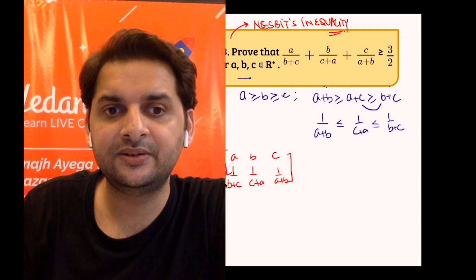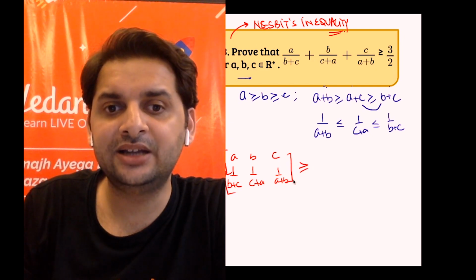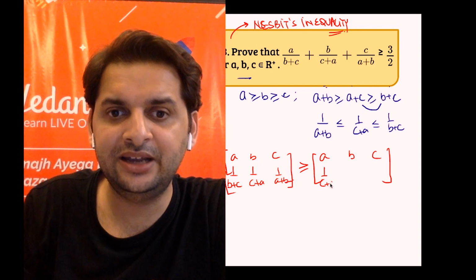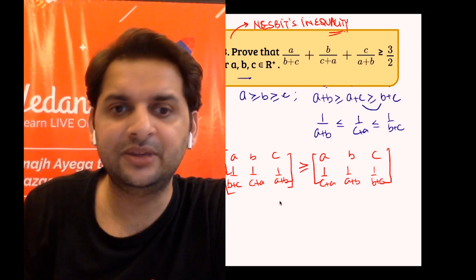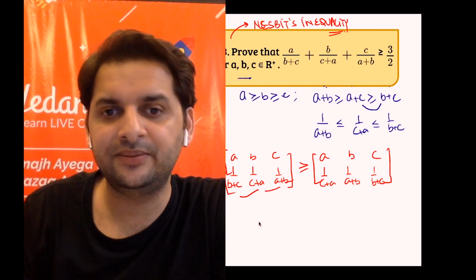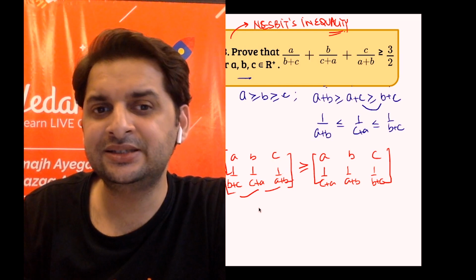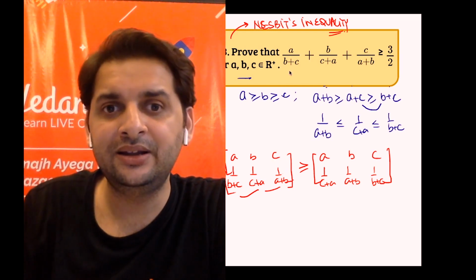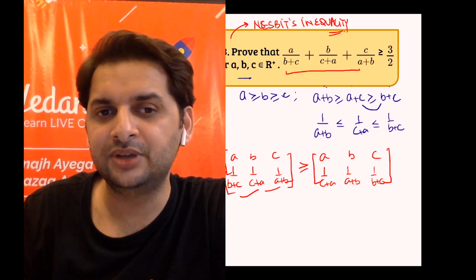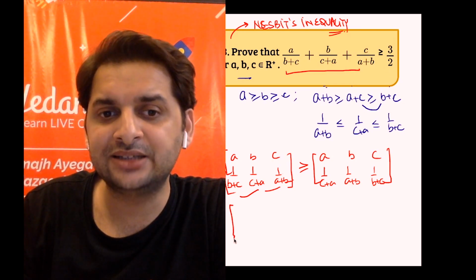Now this is greater than or equal to. We have a, b, c, and we just change the order. So let's say I put c plus a here, a plus b here, and 1 upon b plus c here. So what I've done is I have moved this to this to this, and this to here. But see, if we just multiply, left hand side will come out to be same, but right hand side I'm not getting 3 by 2. So what we do is we apply this again.